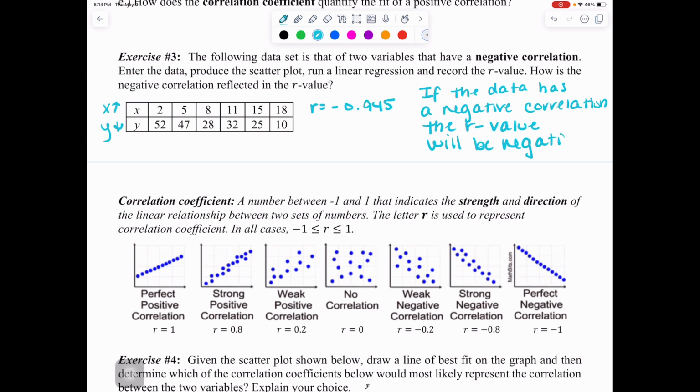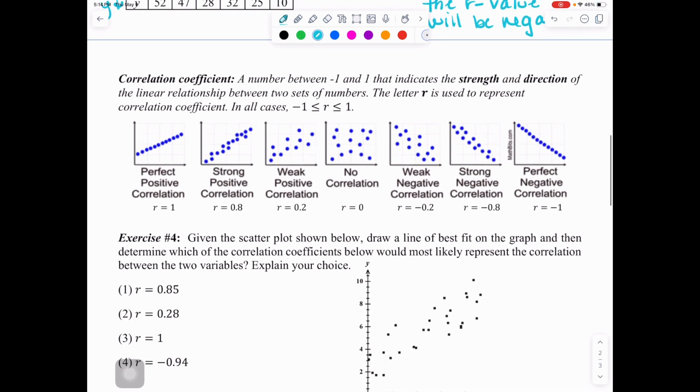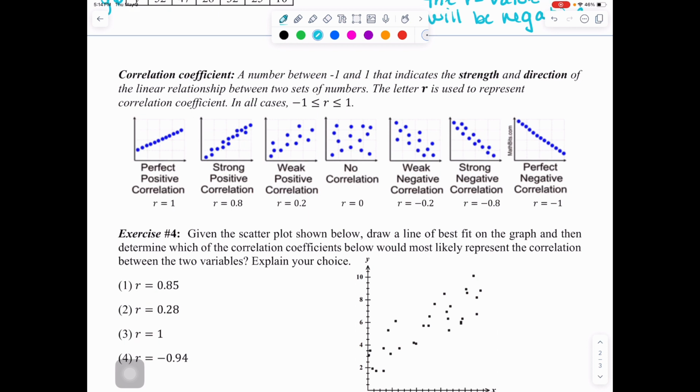So that's nice for us. Okay? So to help you out with this, so you can kind of figure out how strong it is or how distinct it is, we have correlation coefficient here described a little bit better with some examples of correlation coefficient R values, what their scatter plots might look like, and the best words you can use to describe them.